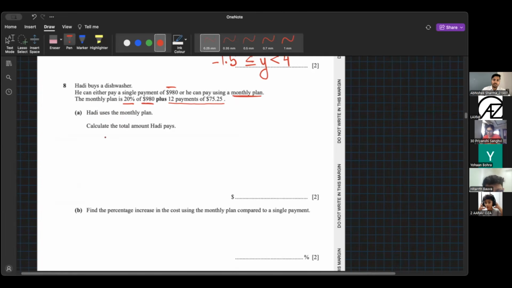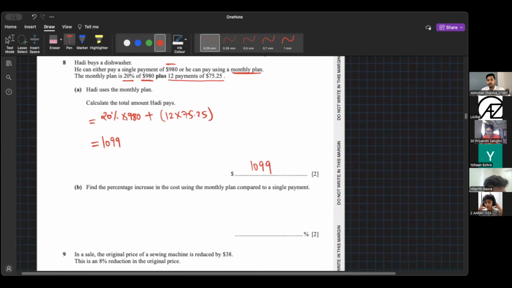So he's using the monthly plan. That means he is going to pay 20% of 980 and additionally he is going to pay 12 payments of 75.25. So this calculation we can do directly in the calculator and get the answer. So 20% of 980 plus additional 12 multiplied by 75.25 bracket close, and the answer is 1099. So $1099 is the answer. Clear? Simple statement, we converted into equations, we solved it, and that's the answer.